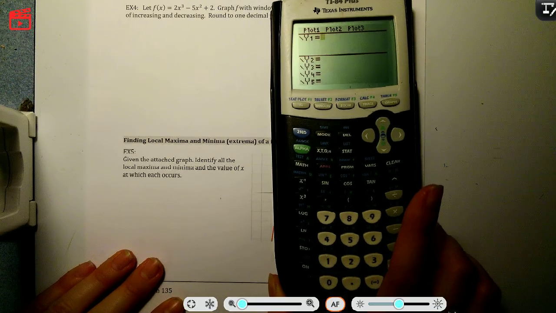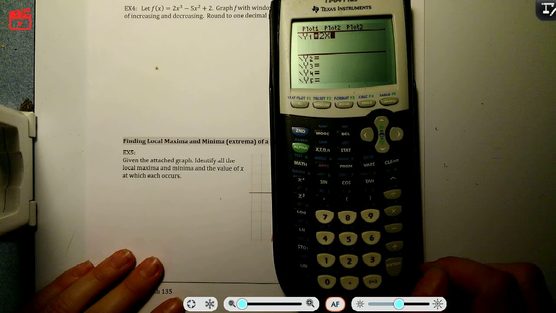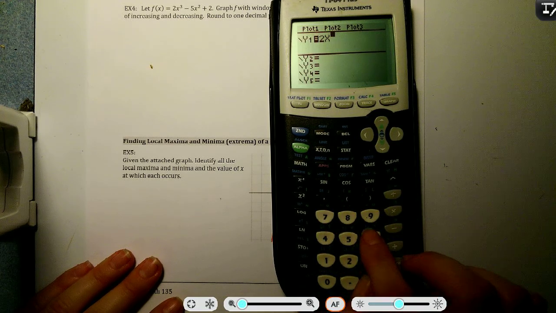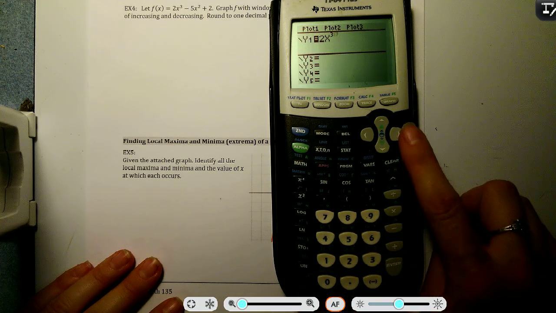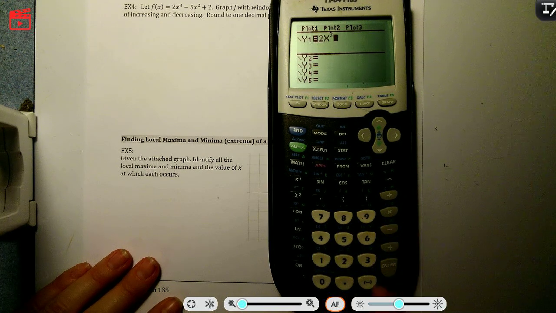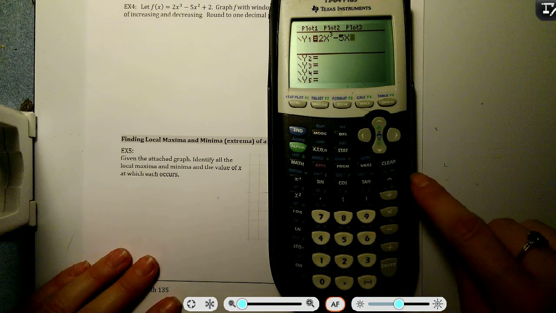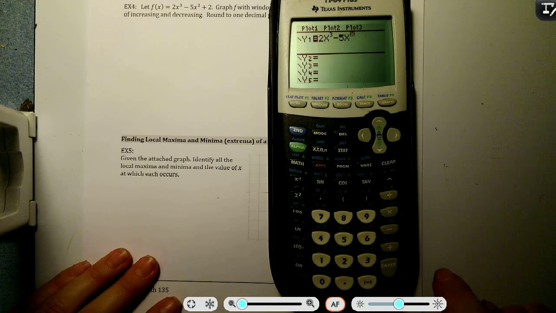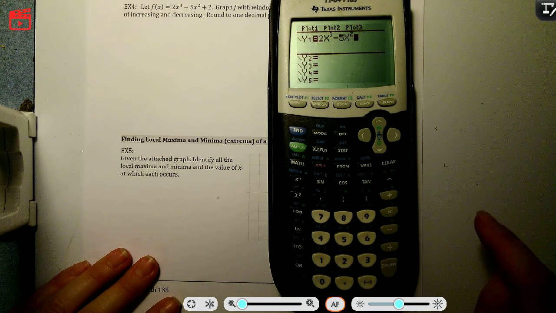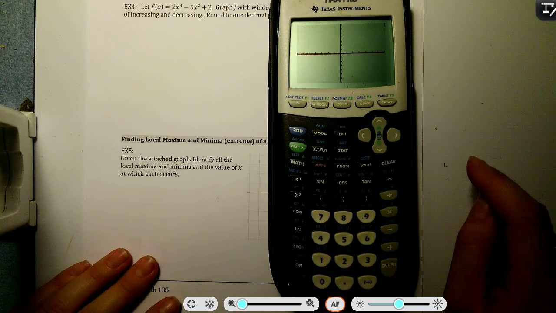So we're going to graph 2x cubed. So here we go, 2x to the third power. I'm going to hit this button to go down. Minus, so let's hit our minus. Remember, this is the minus, that's the negative. So minus 5x to the second power. Hit this, go down, and then plus 2. Okay, we could go ahead and hit graph for fun to see what that's going to end up looking like.